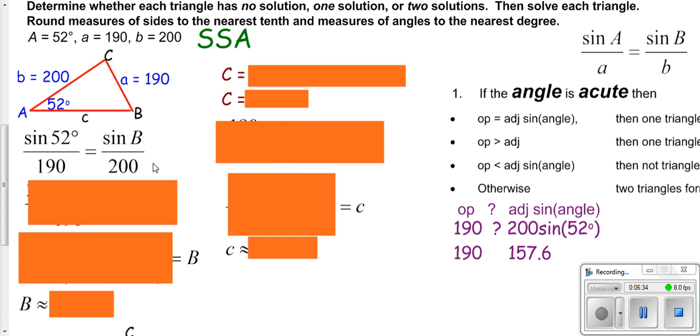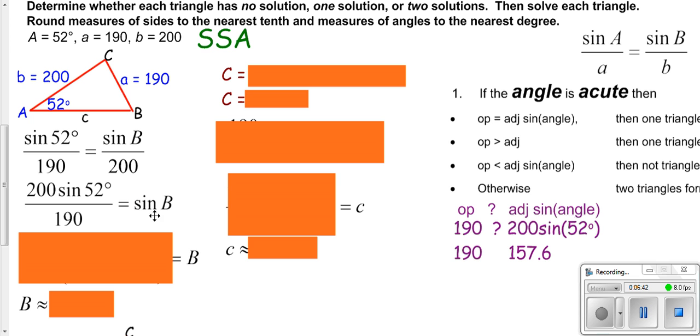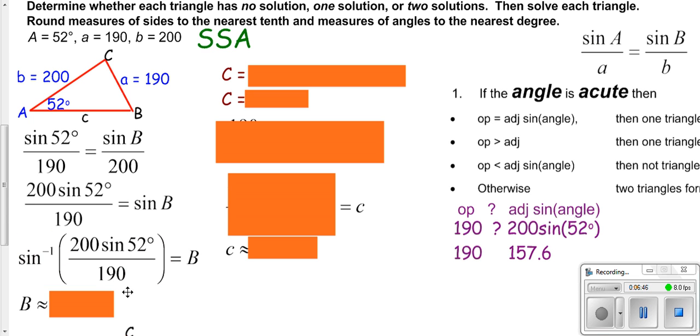Now I have to solve it for B. So I need to undo the dividing by 200, and multiply by it instead. And then I have to undo my sine. To get rid of my sine, that's the sine inverse. So now I have my calculator ready for that. I type it into my handy dandy calculator, and I get 56.05.